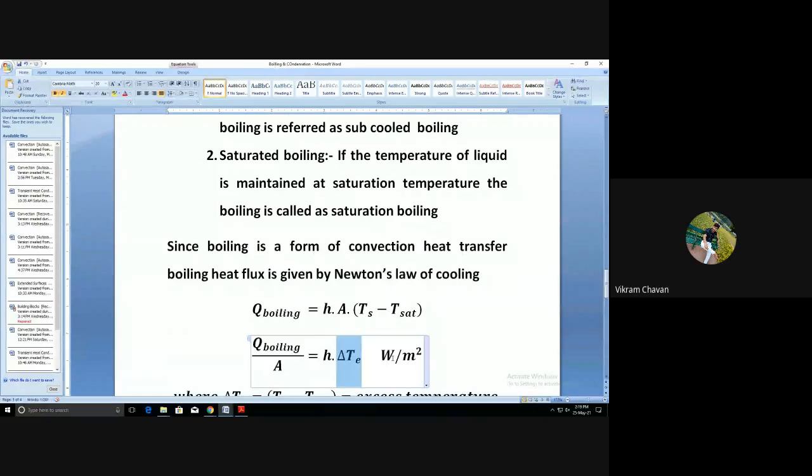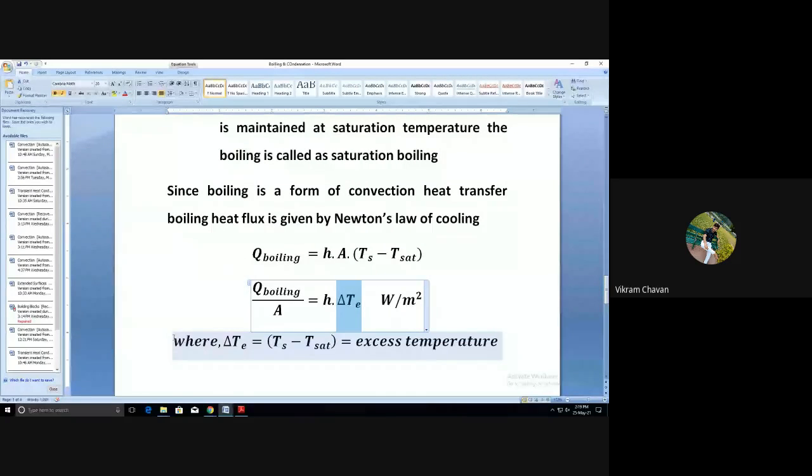Once again, delta T suffix E is equal to T suffix S minus T saturation, that is, surface temperature minus saturation temperature, which is nothing but the excess temperature.